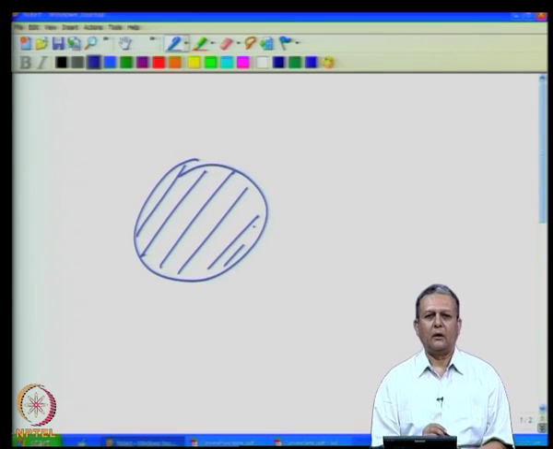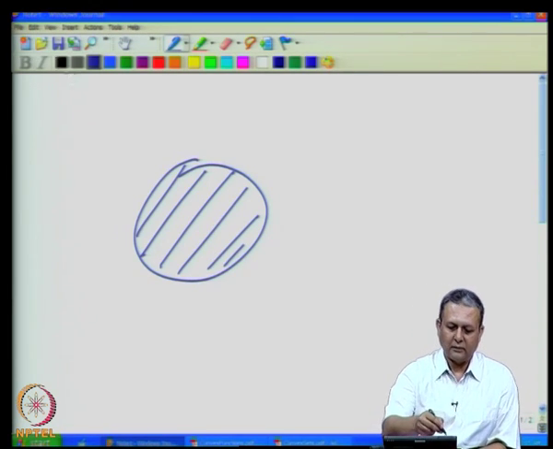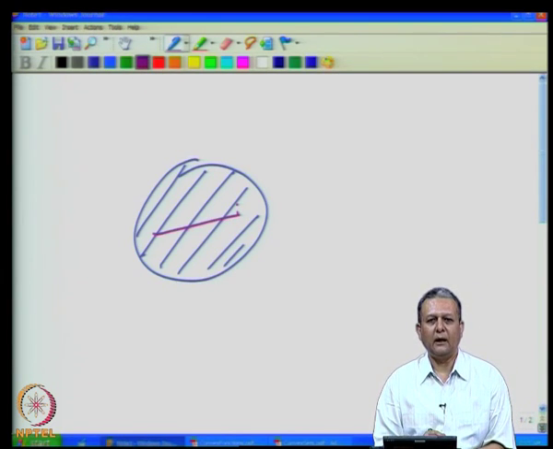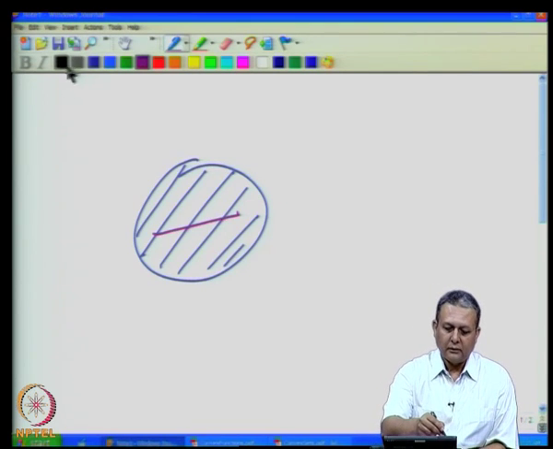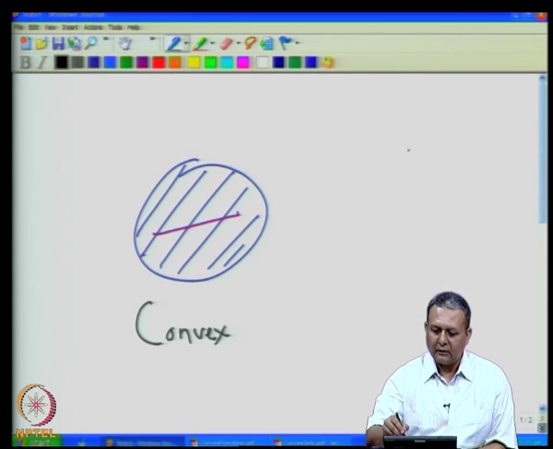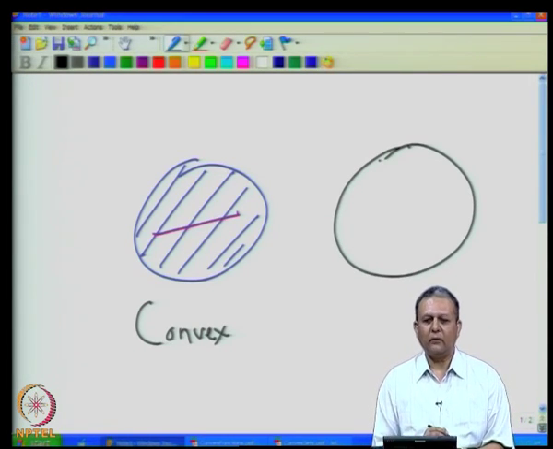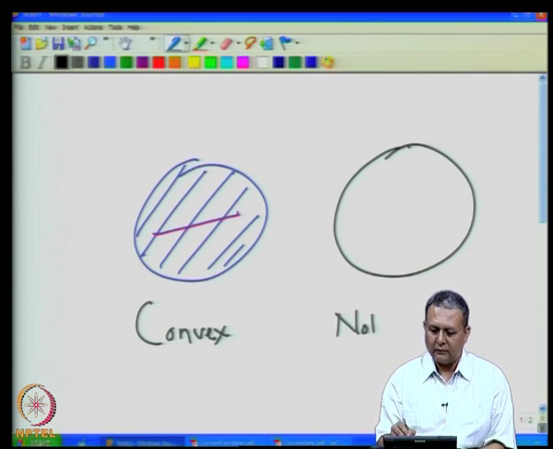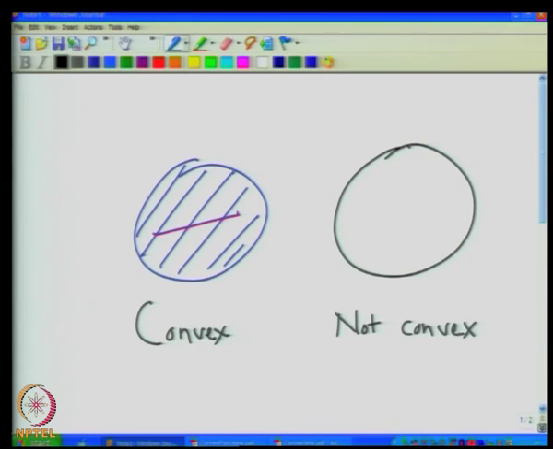For example, suppose we take a set like this. This set is a convex set, because if we take any line joining the 2 points, that lies entirely within the set. On the other hand, if we take a set like this, where we do not include the interior of the set, then such a set is not convex. It is important that the line segment joining any 2 points should lie entirely within the set.